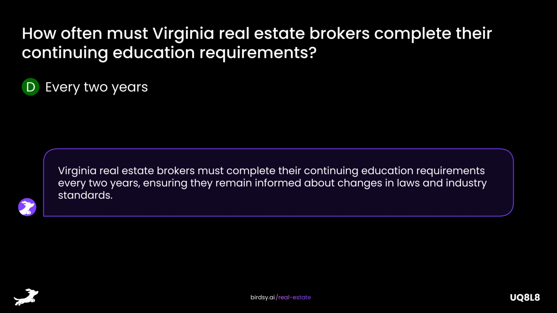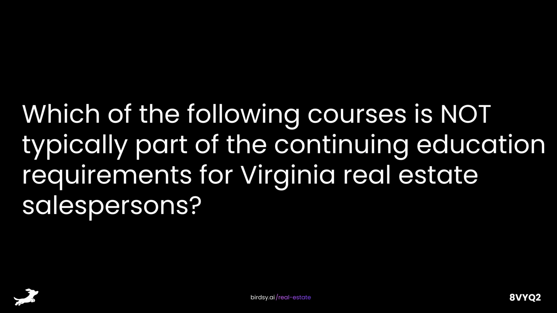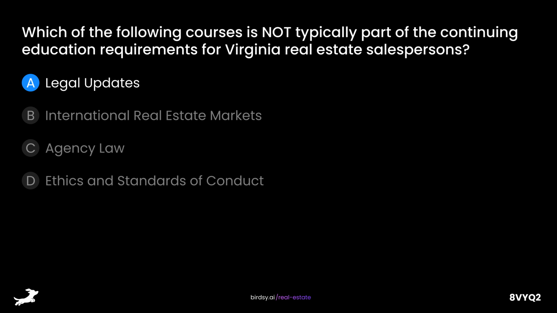Virginia real estate brokers must complete their continuing education requirements every 2 years, ensuring they remain informed about changes in laws and industry standards. Which of the following courses is not typically part of the continuing education requirements for Virginia real estate salespersons? Is it A, legal updates, B, international real estate markets, C, or D, ethics and standards of conduct? The answer is B, international real estate markets.